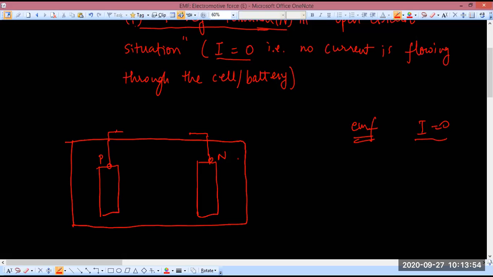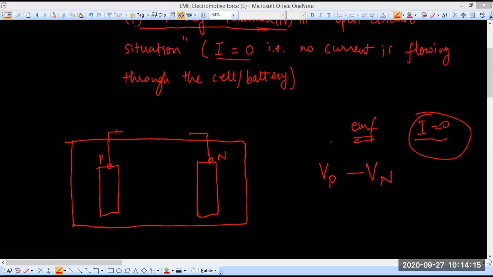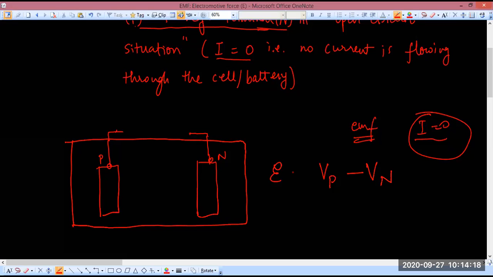So when the battery is just lying idle and it is not having any current flowing through it, at that time the potential difference between positive terminal and negative terminal will be called EMF. Did you understand this whole thing, this whole equation? Yes or no?